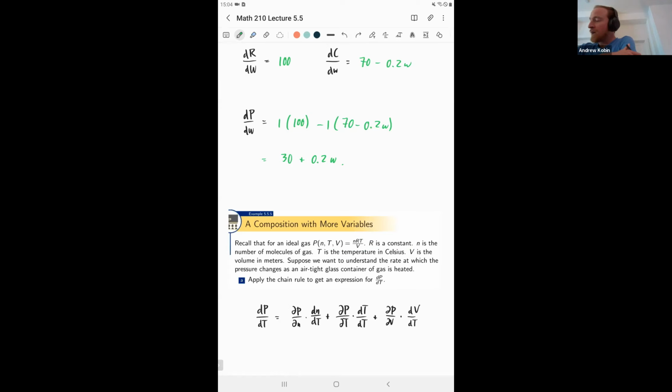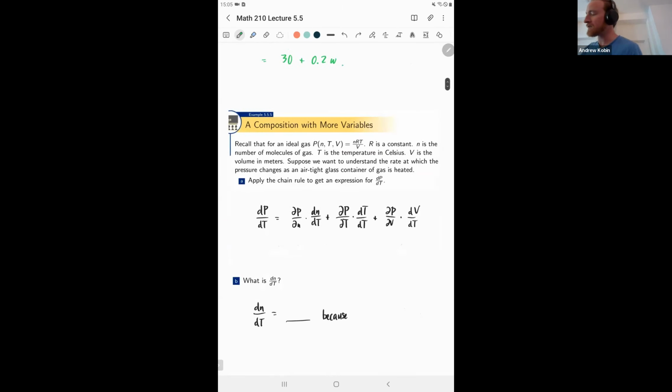So we can express the rate of change dp/dt as a sum of the different terms for each of those input variables. First, we have the partial of p with respect to n times dn/dt. Then we have the partial of p with respect to t times dt/dt. We'll get back to that in a moment. And the partial of p with respect to v times dv/dt. These are the 3 terms we need to consider.